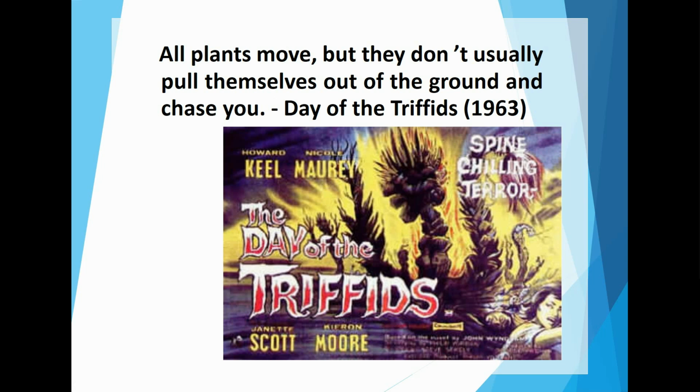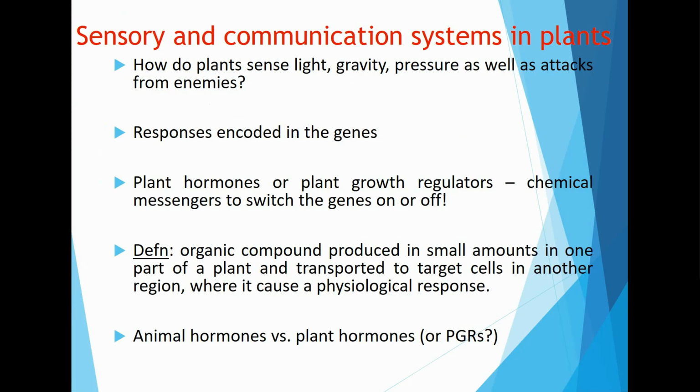How does the plant move? What makes the plant want to grow towards the sun? And if it is growing towards the sun, how? Well, how, you ask? It's called sensory and communication. And remember, plant growth hormones, plant growth regulators. So you'll see down here at the bottom, if you see PGRs, it stands for plant growth regulators.